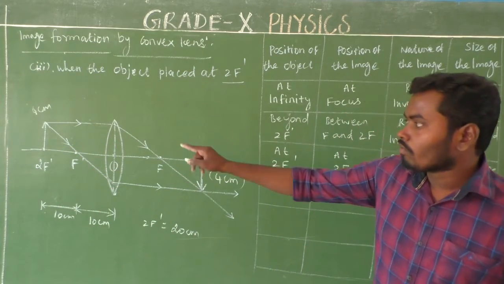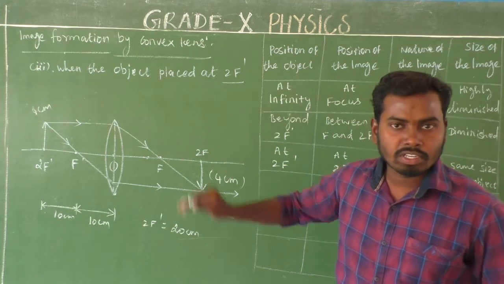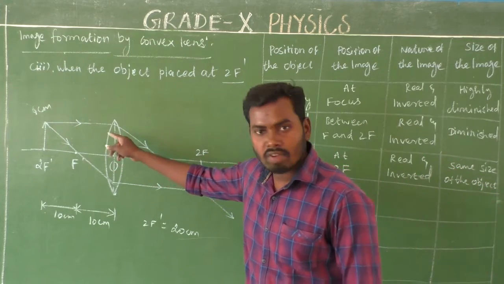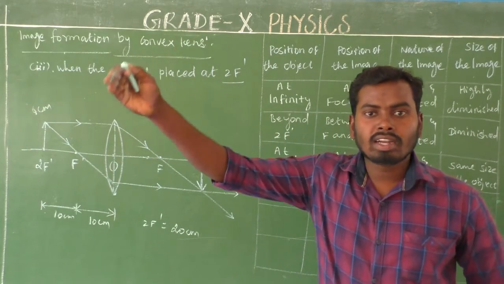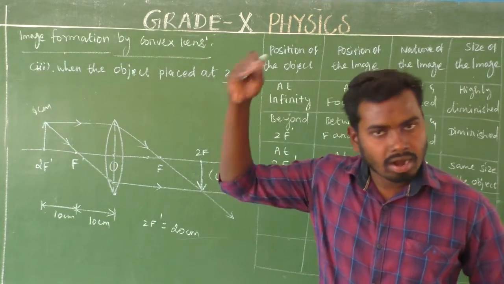So whenever an object is placed at twice its focal length, twice the convex lens focal length, the image will be formed at twice its focal length on the other side, on the next side.